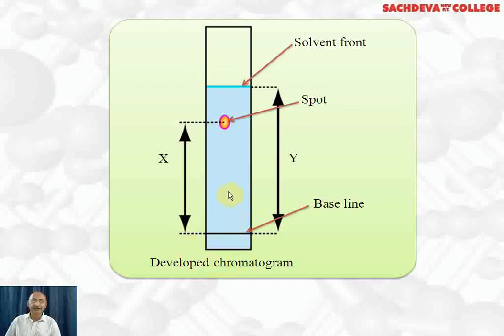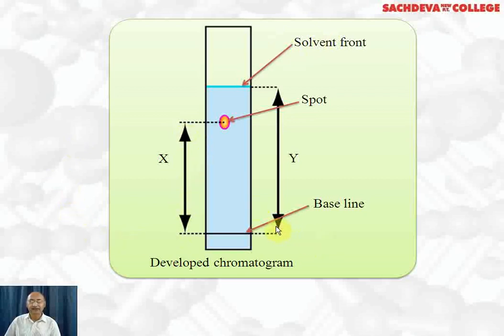After moving it, it reaches this point. When it reaches here, we call it a developed chromatogram. It means we have already carried out chromatography. This is the distance moved by the spot, that is the solute or the substance which we wanted to test. This distance is denoted by x.